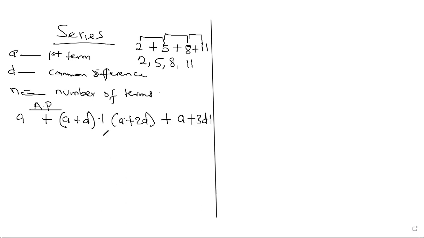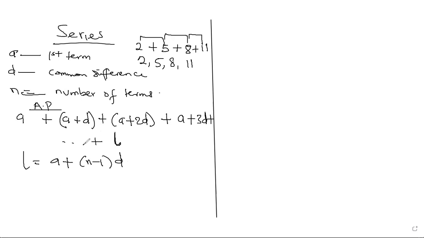Now, if I continue, then I will get to the last term, L, the very last term in that sequence, in that series. Remember that L is basically the nth term that we derived in the previous video, which is A plus (n minus 1)D. So that is L.